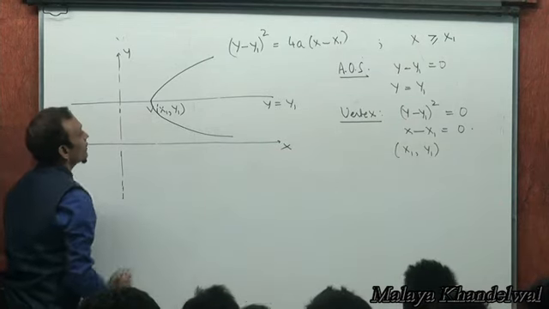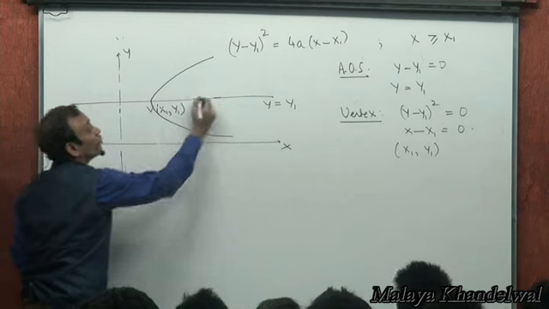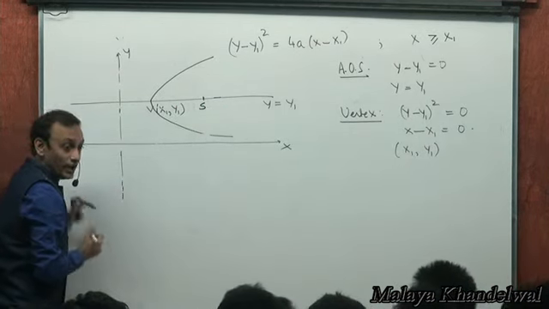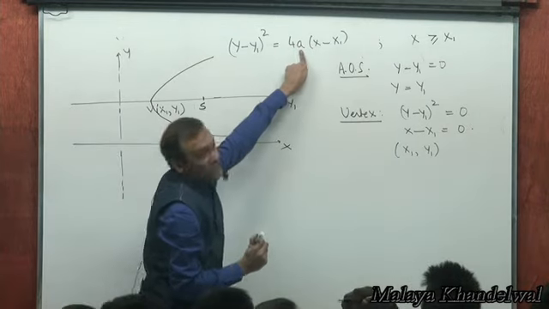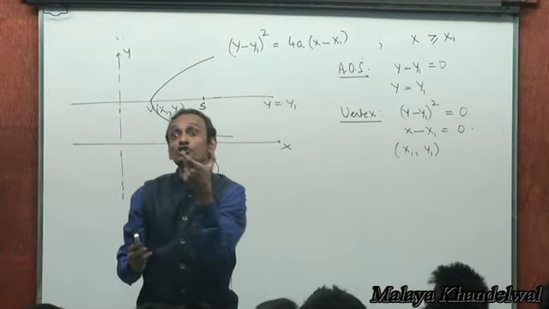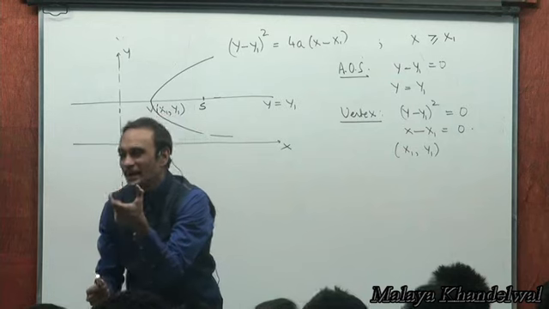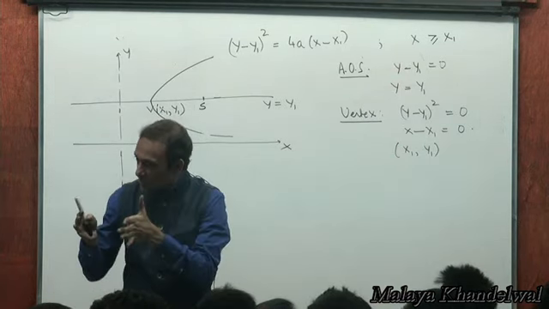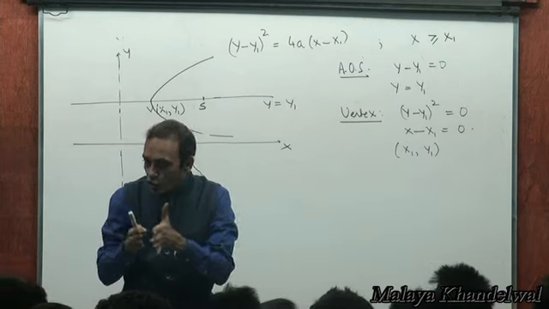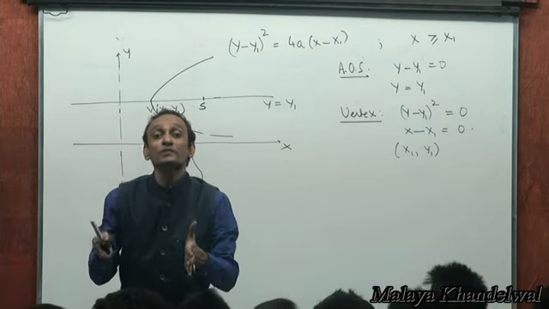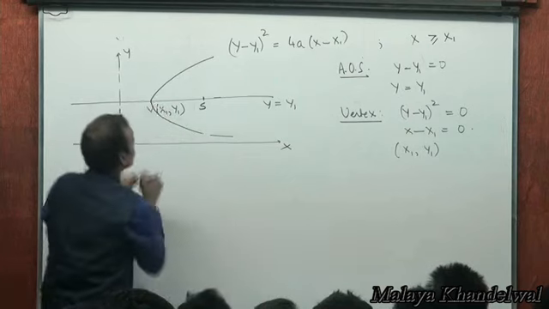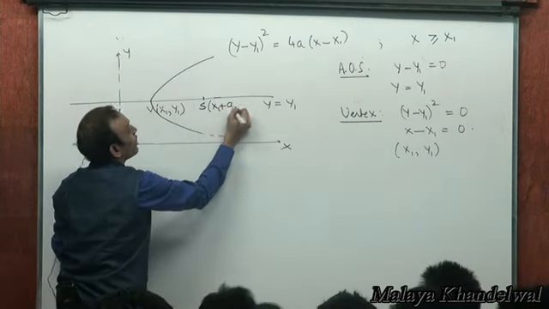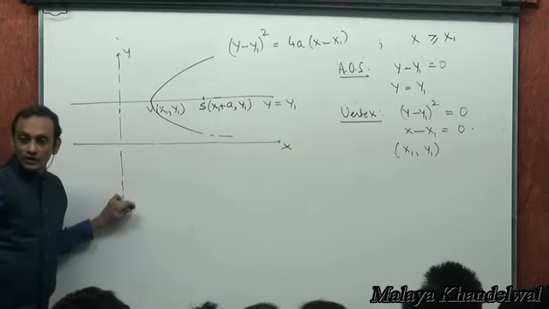Yes, sir. The focus will lie somewhere here, and since the latus rectum is 4a, the focus is always a units away from the vertex, isn't it? When the vertex was 0, 0, the focus was a, 0. The focus lies on the axis a units away from the vertex. So a units away from the vertex means the focus is going to be x1 plus a comma y1. Yes or no?